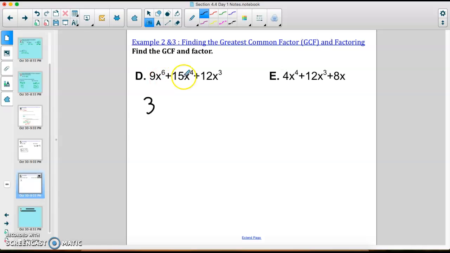Okay, now what can I take out for x's? Basically, you're going to go with the lowest amount of x's. And I can take out 3 x's because these two have more than 3 x's to spare. So if I take out an x cubed, I shouldn't say 3 x's, an x cubed. If you take out x cubed, then 9 divided by 3 is 3. X to the 6th divided by x to the 3rd gets us x to the 3rd.